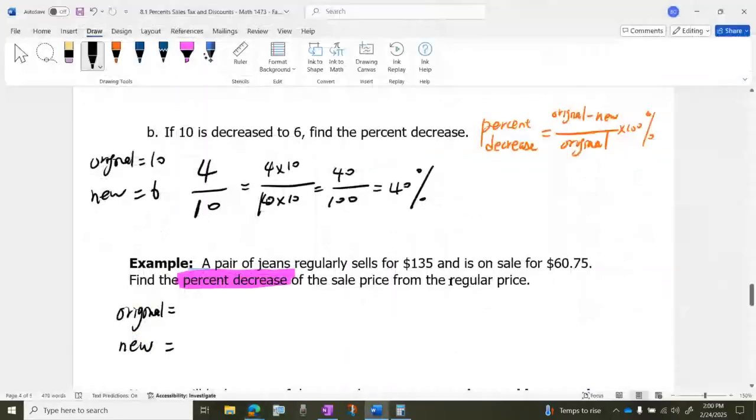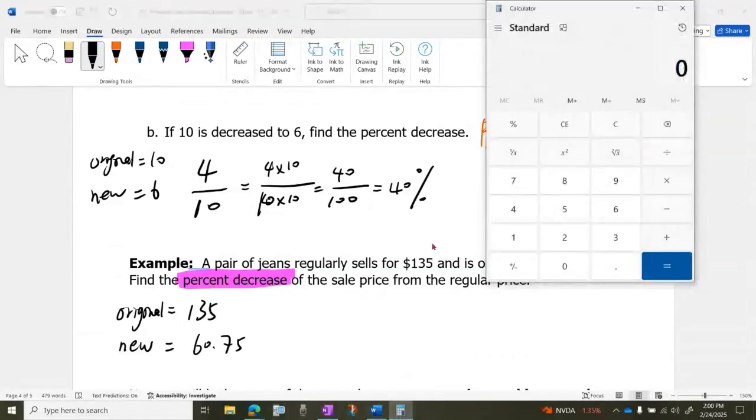All right, so let's do that together. Very, very important: write on your scratch paper original and new. Original 135, new 60.75. It's on sale, so the new price is lower, right? Since the price has gone down, they want to know the percent decrease. What's the change in the price? Use the original price, the bigger price, minus the smaller price, 60.75, right? And 74.25. That's the change. That's how much the price has gone down.